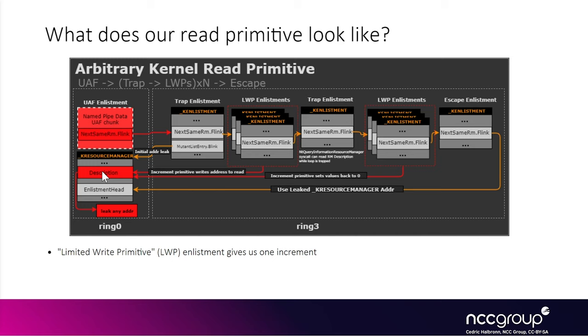And later, when we're done with the exploit, we can just reinject a series of limited write primitive enlistments in order to reset the description buffer field back to null. And then we can escape the loop, and when the key resource manager object is destroyed, nothing bad will happen.